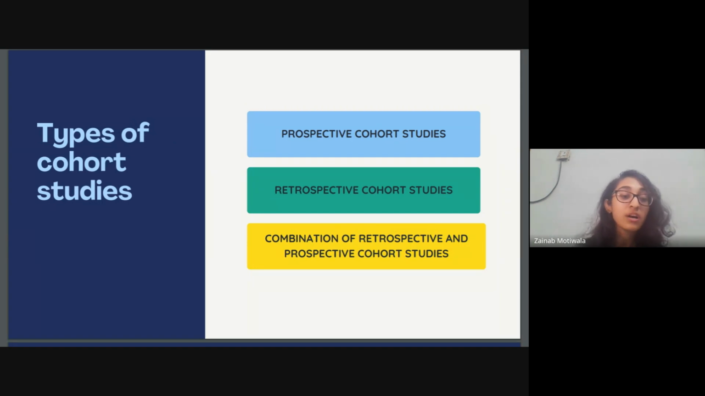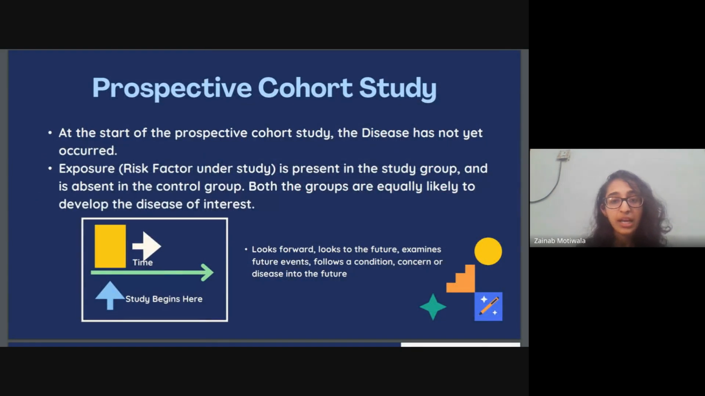Now we come to the second objective of this session, that is discussing the different types of cohort. Primarily, there are three types of cohorts. One is a prospective cohort. The second would be a retrospective cohort. And third is a combination of both, and that is called the ambidirectional cohort study.